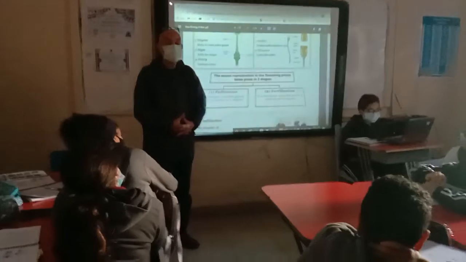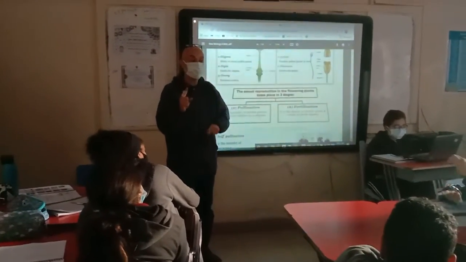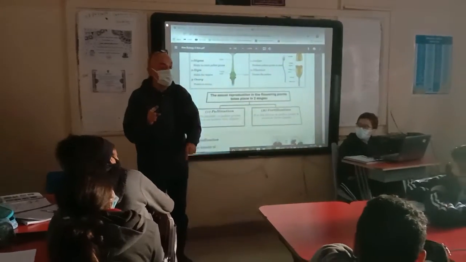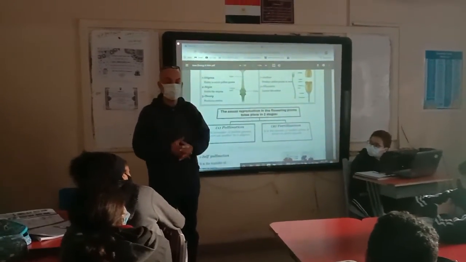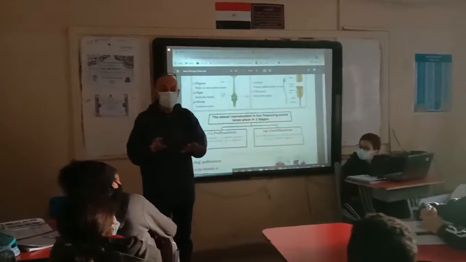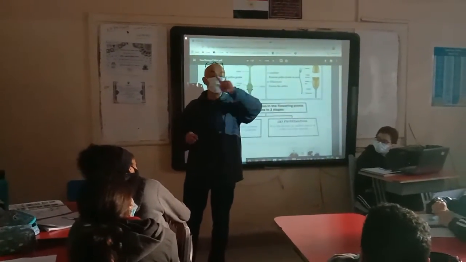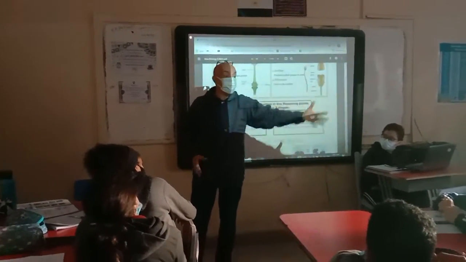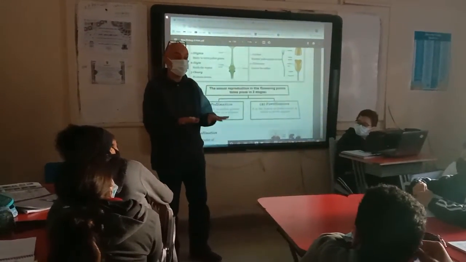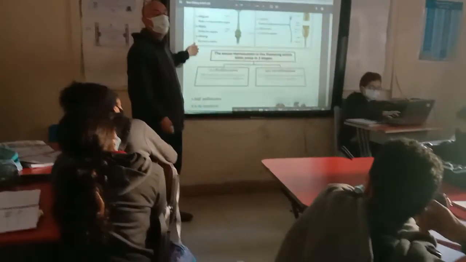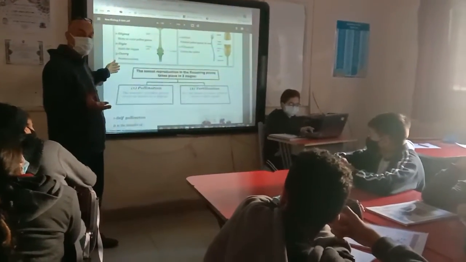When the pollen grains transfer from an anther of a flower to the stigma of the same flower or another flower on the same plant, it's called self-pollination. But when the pollen grains transfer from the anther of a flower to the stigma of another flower on another plant of the same species, it's called cross-pollination. After pollination takes place, the fertilization process takes place.